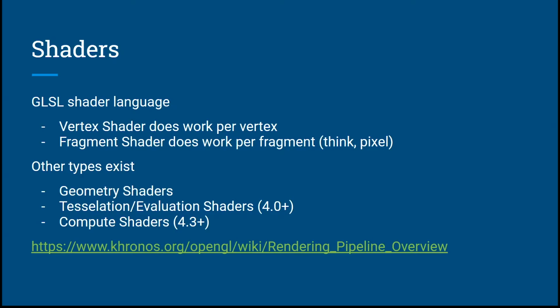Now shaders are interesting, right? Because with modern OpenGL, nothing will get rendered unless you have a shader. So we use the GLSL shader language, which is the OpenGL shader language. You have 2 main shaders, and especially 2 main shaders that we're going to work with. The vertex shader does work per vertex, and the fragment shader does work per fragment. Think like a pixel.